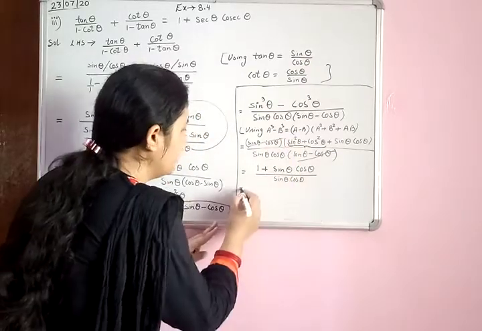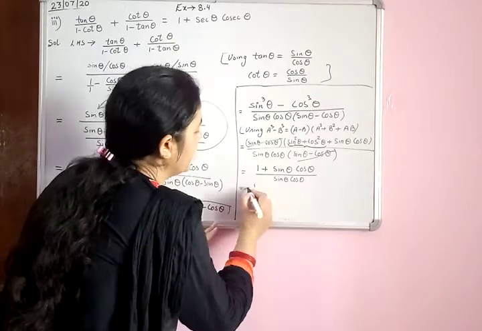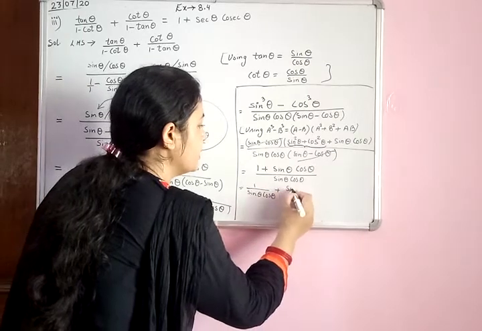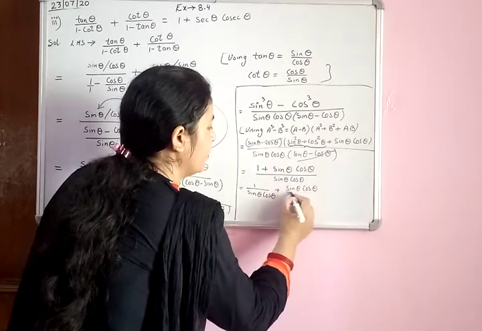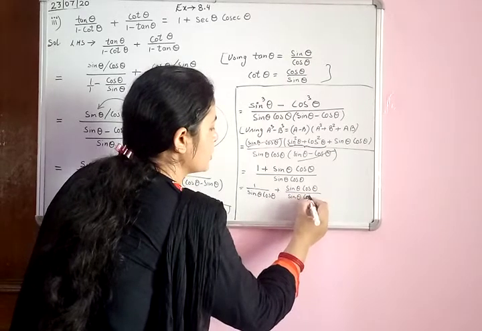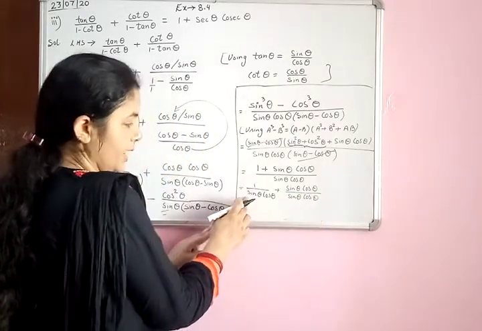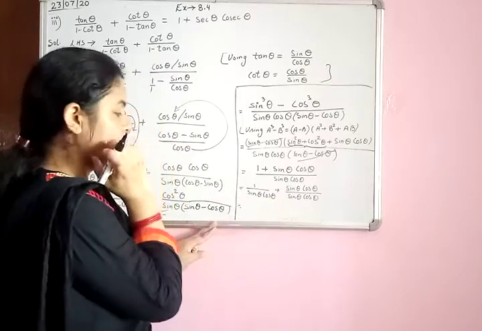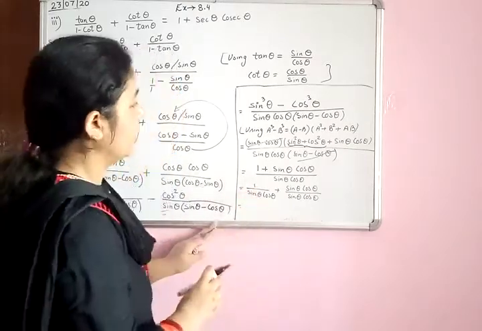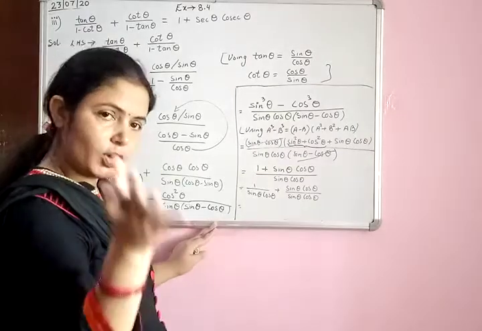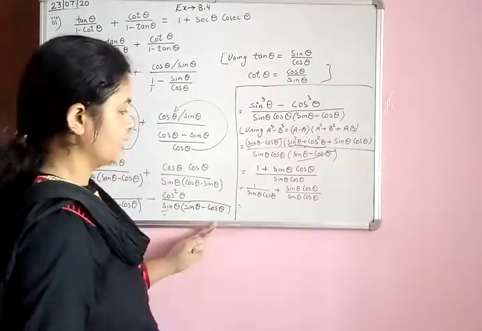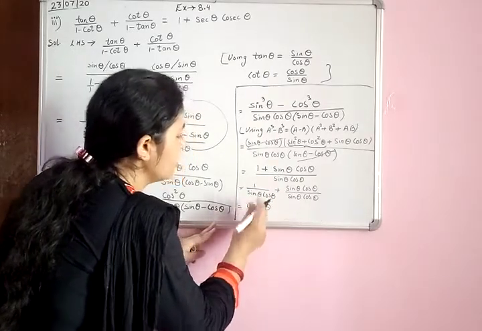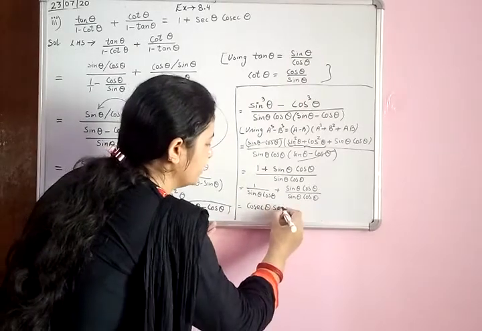Okay. Now look at here. If I split the denominator, I can write it as 1 upon sin theta cos theta plus sin theta cos theta upon sin theta cos theta. Okay. 1 upon sin theta cos theta means 1 upon sin theta into 1 upon cos theta. 1 upon sin theta is cosec theta, the reciprocal of sin theta, and 1 upon cos theta is sec theta, the reciprocal of cos theta. So in place of 1 upon sin theta, I can write cosec theta, and in place of 1 upon cos theta, I can write sec theta.